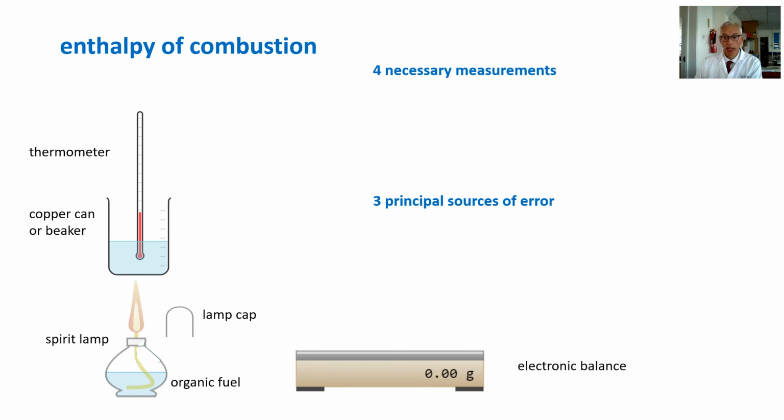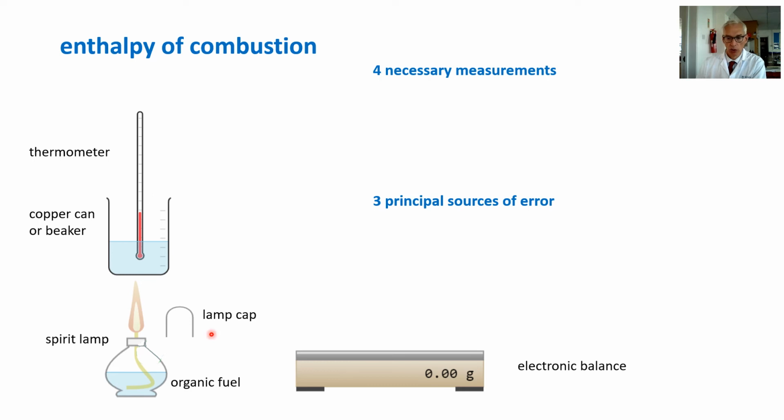So let's have a look at the experimental setup for determining an enthalpy of combustion. So typically we would put the organic fuel such as propane or ethanol into what's called a spirit lamp, and we would place that beneath a copper can of water, or it could be a beaker. A copper can, because it's a better heat conductor, is the superior apparatus between those two choices. We put water into the copper can and we measure the temperature change of the water using a thermometer.